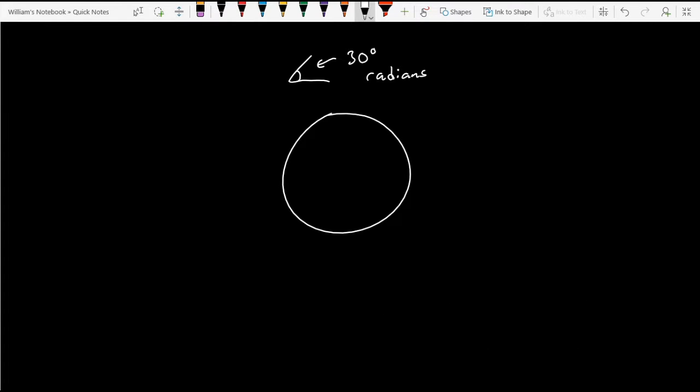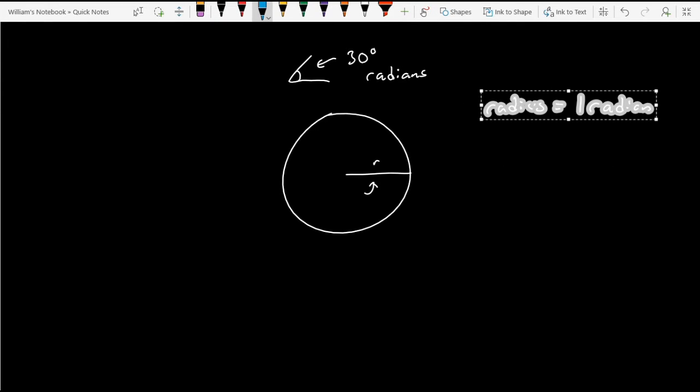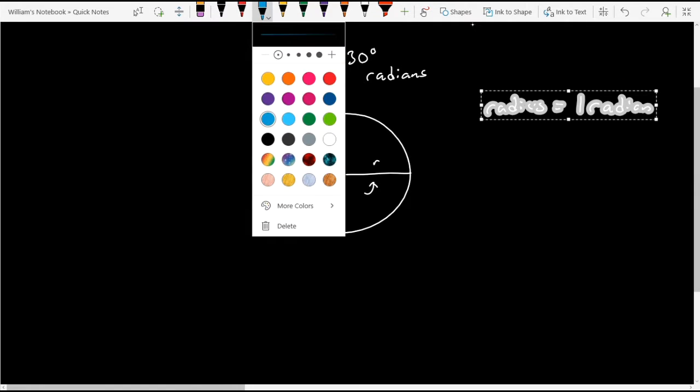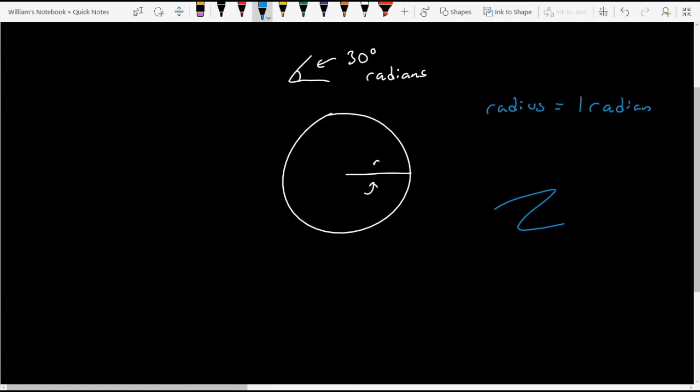So we're going to start off with the radius of the circle. And the radius of the circle is the value of 1 radian. So the radius of the circle is equal to 1 radian. So let's have this in blue. Anything to do with the radians will be in blue. Yeah, that's a nice color.